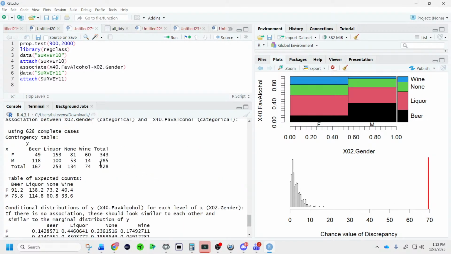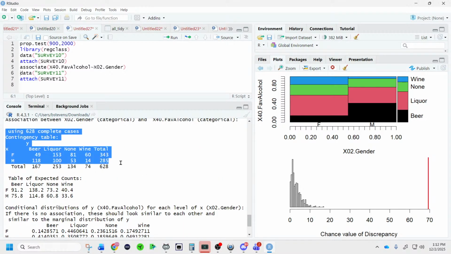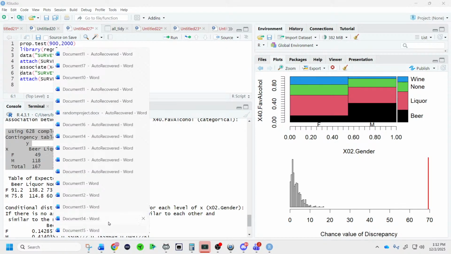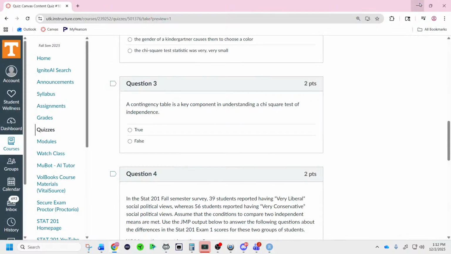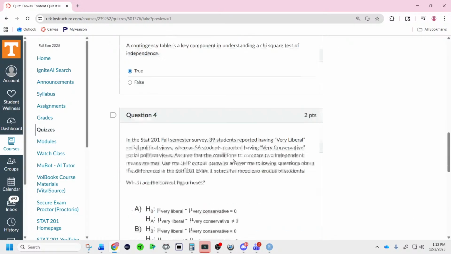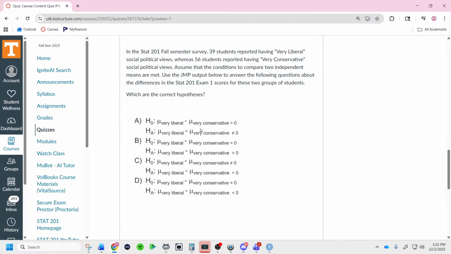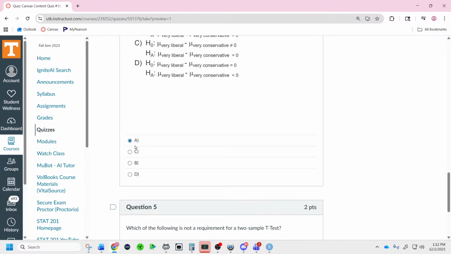So true or false, a contingency table is an important component of doing the chi-squared test of independence. That's a contingency table there. So the answer is most definitely what? A contingency table is important for doing the chi-squared test of independence. True. And we did this one already, so we can put the answer. It's A. Watch out, it's mixed up.